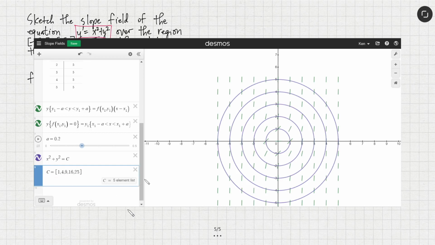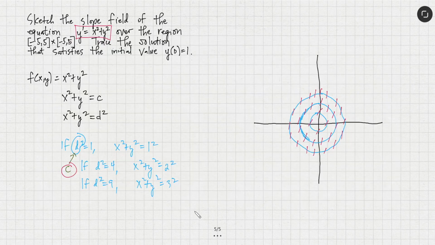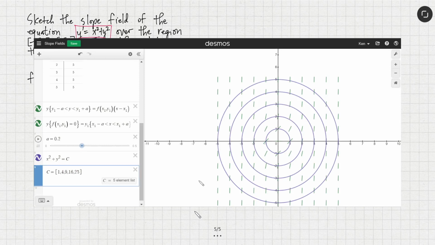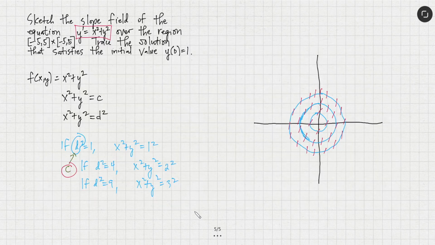Okay. Our sketch is rough, but as you can see, it's close enough. Yeah. So, habang palabas kayo ng palabas, as you go from the innermost circle to the outermost circle, the tangent lines become steeper and steeper. Okay? Now, let's trace the solution that satisfies the initial value y of 0 equals 1.